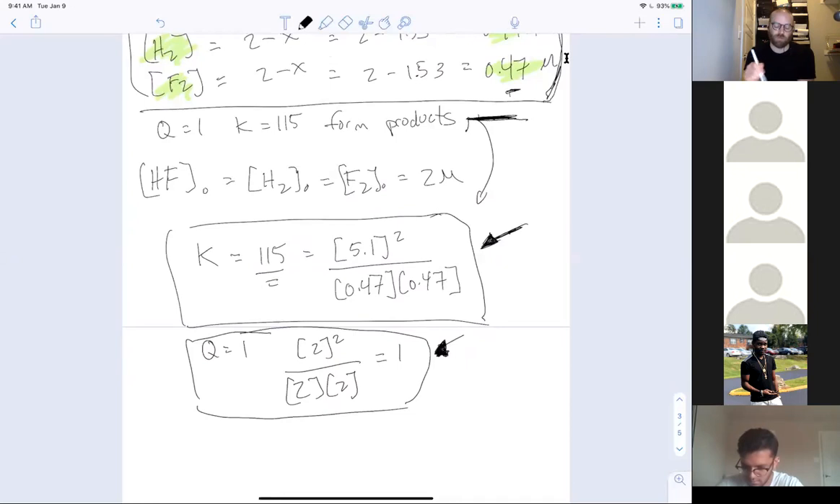So here Q is equal to 1. If somebody was living even farther away from school, Q would equal maybe 0.0001 or something, right? So the farther Q is from K, the more you're going to have to travel to get to the equilibrium condition. K is just where we finally end up. Q is where we're starting at. Q is not constant at all.